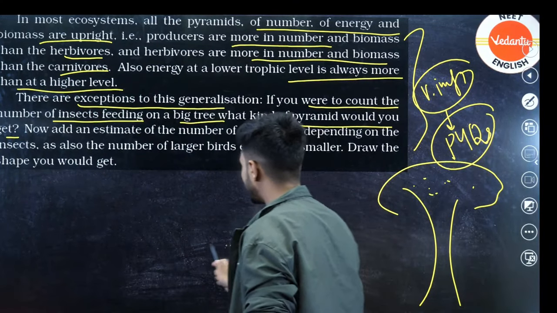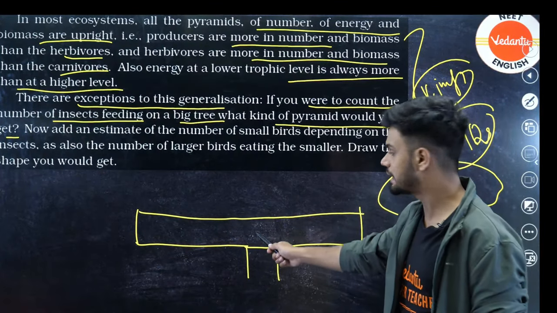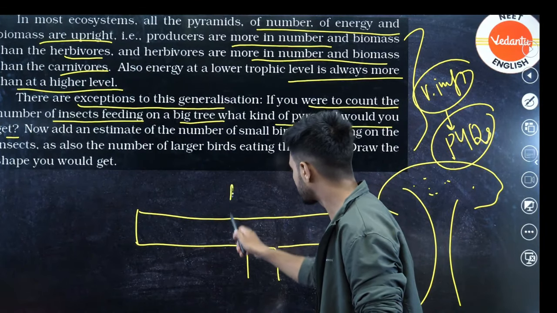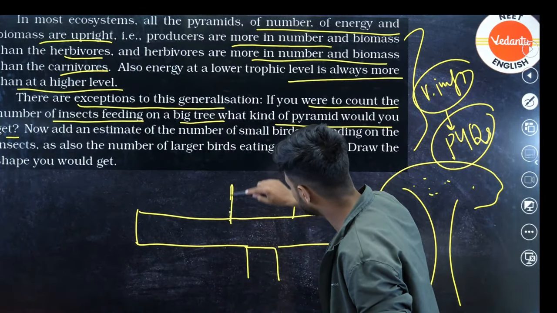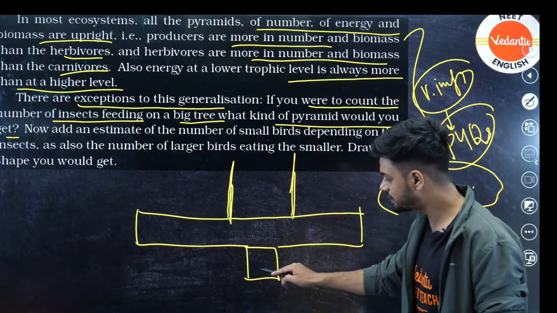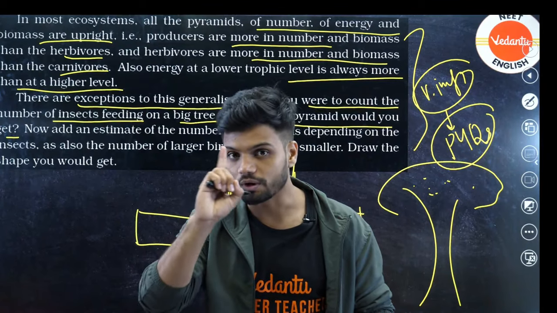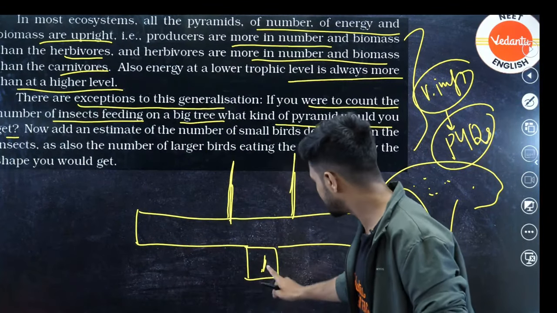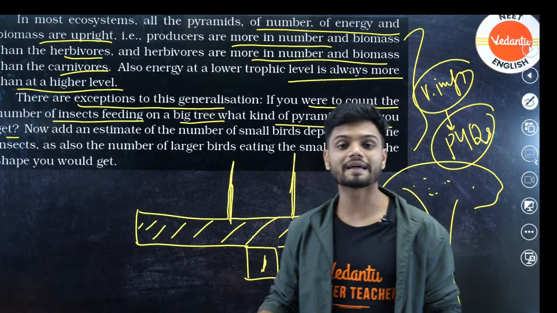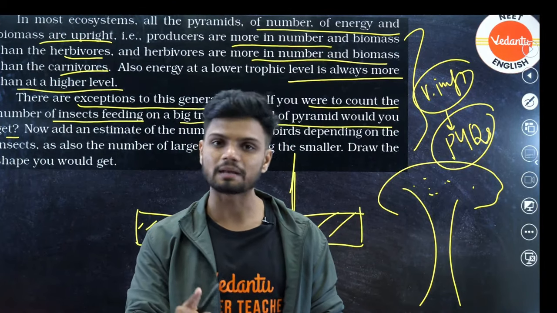Now there are many insects feeding on this particular tree. So this is the number of the insects. Now all these insects are eaten by other birds. This is how the pyramid looks. One tree, only one tree in number, this is the pyramid of number. Only one tree is there, and many insects are there. This pyramid is inverted. So a pyramid of number can be inverted.